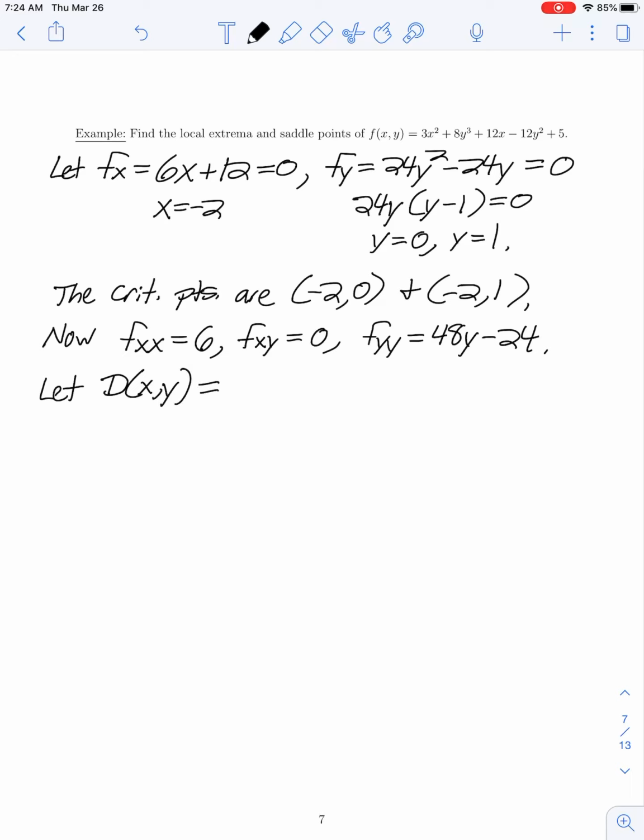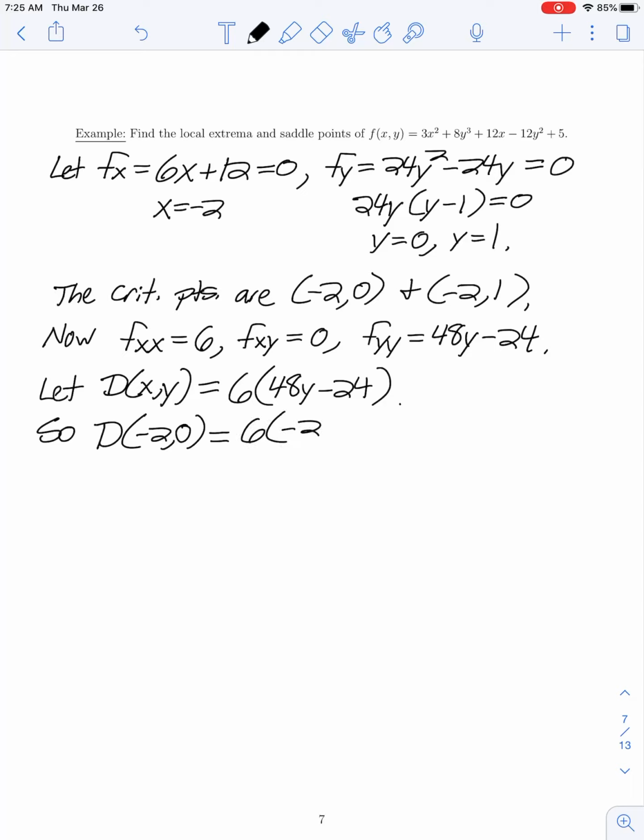So we can define the discriminant, capital D, of xy as the product of f sub xx, which is 6, times f sub yy, which was 48y minus 24, minus the mixed partial squared. But here the mixed partial is 0, so we're subtracting nothing. And we're going to evaluate this discriminant, D, at our critical points.